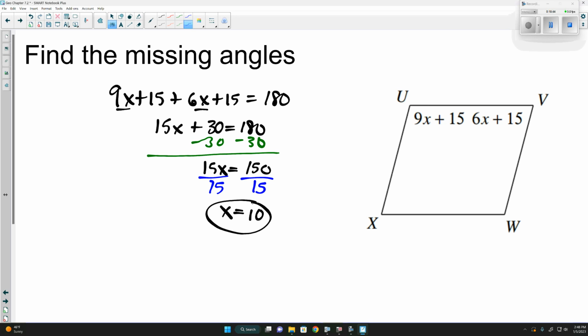Any questions on how we found x? We're good with finding x. Now we plug it back in. So we can say 9 times 10. 9 times 10 is 90. Plus 15 is 105. So the measure of angle U is 105. It also means angle W is 105.